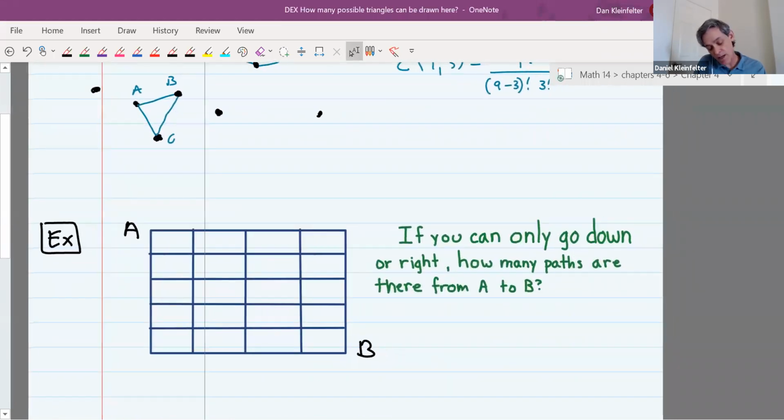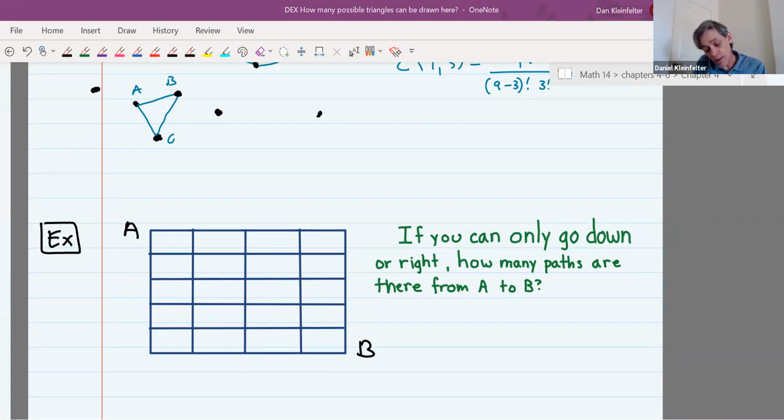All right, another example. Here we have a grid. The upper left corner is the point A, the lower right corner is the point B. Let's say that you want to travel from A to B. Let's say that this is a city arranged in blocks, right? And we want to travel from A to B, and we can only go down, that is south, or right, which would be like east. We want to know how many paths there are from A to B.